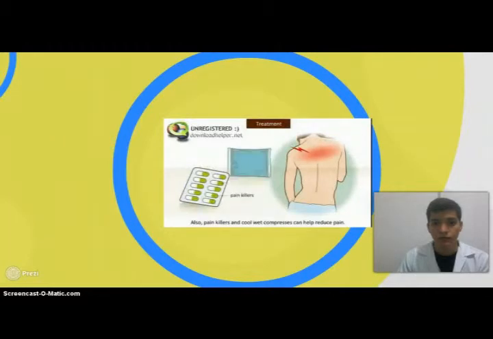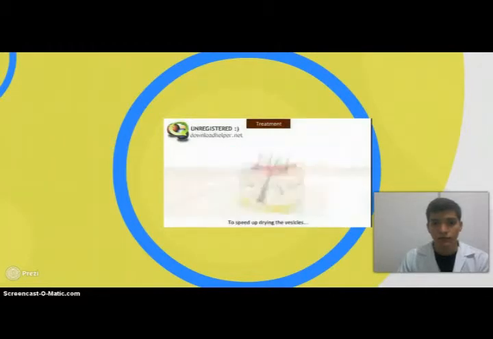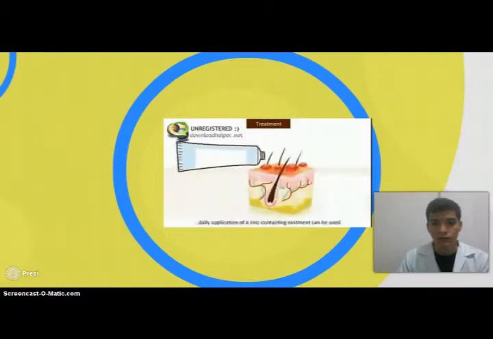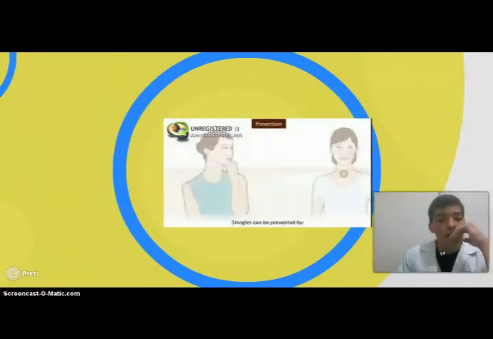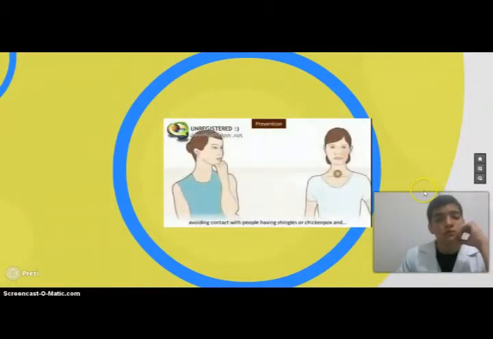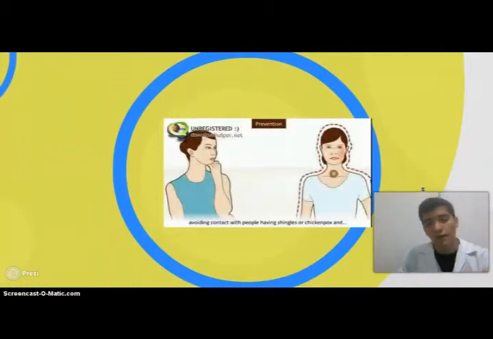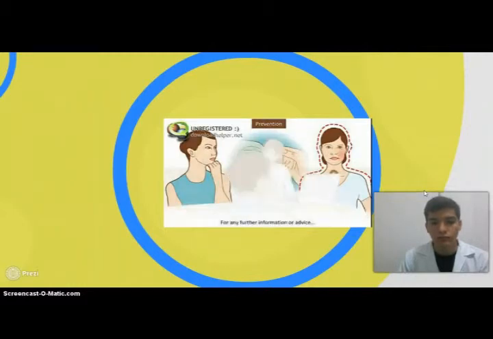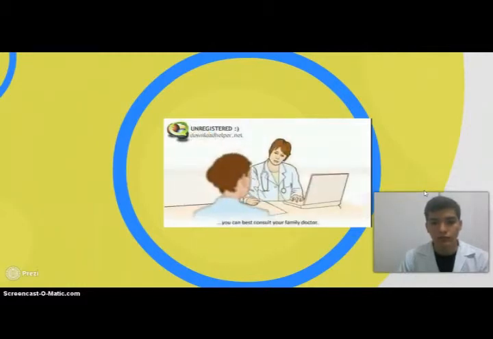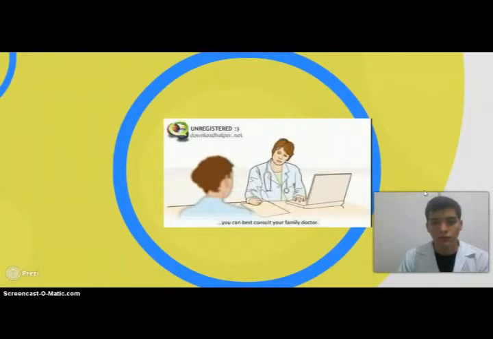Also, painkillers and cool wet compresses can help reduce pain. To speed up drying of the vesicles, daily application of a zinc-containing ointment can be used. Shingles can be prevented by avoiding contact with people having shingles or chickenpox, and getting vaccinated with the herpes zoster vaccine. For any further information or advice, you can best consult your family doctor.